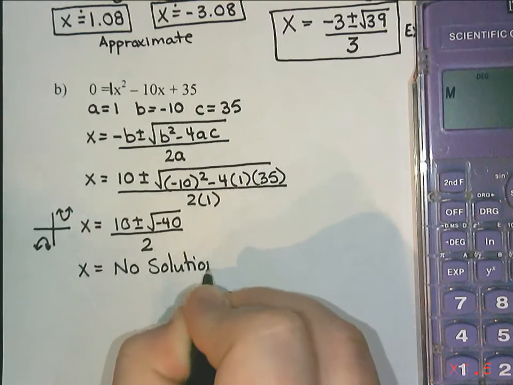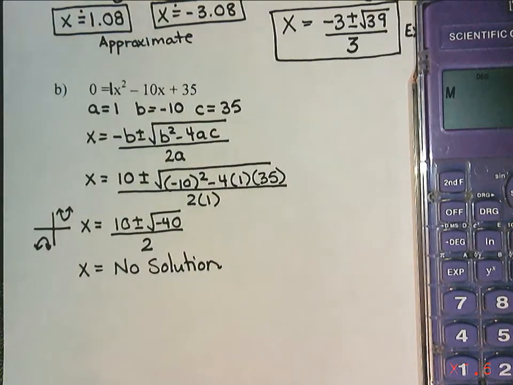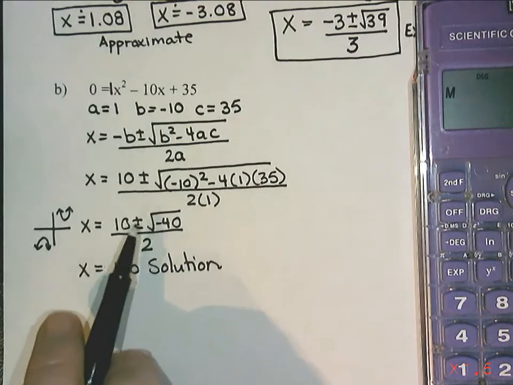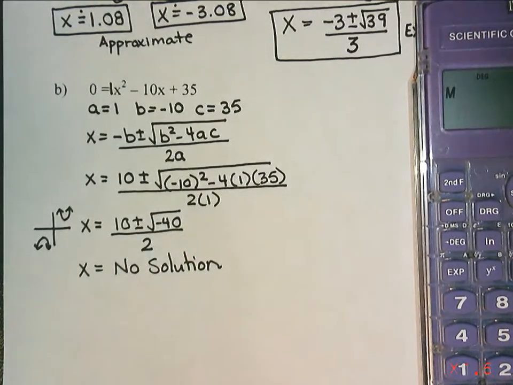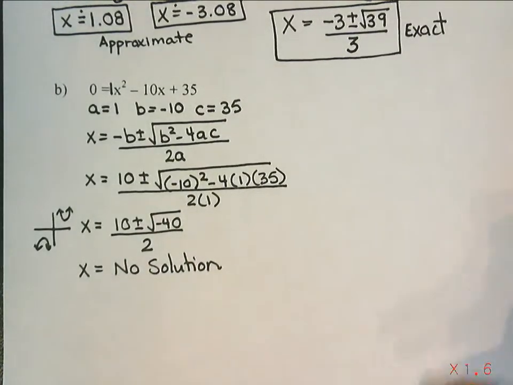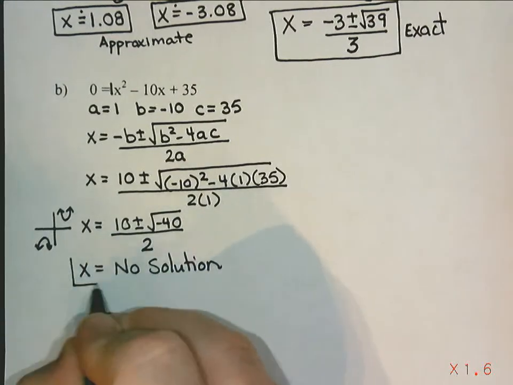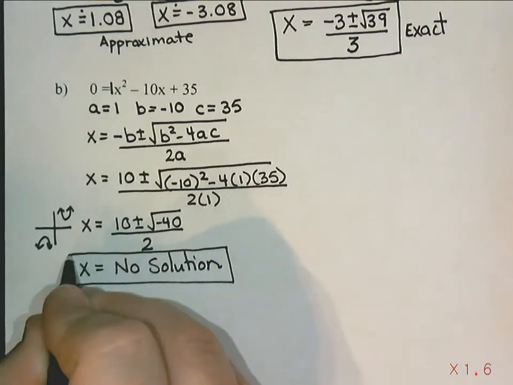We really have no real solutions. There are these things called imaginary numbers that are all about the negative square roots, but we're not going to talk about that until grade 12. So for now, we're just going to say that this has no solution. There are no x-intercepts, and that's that.